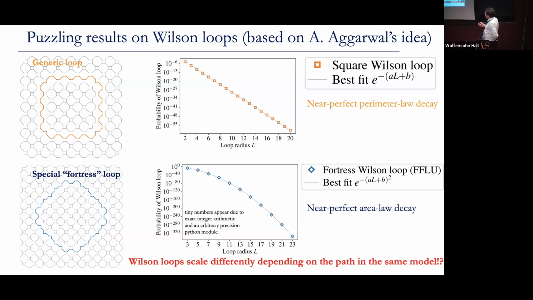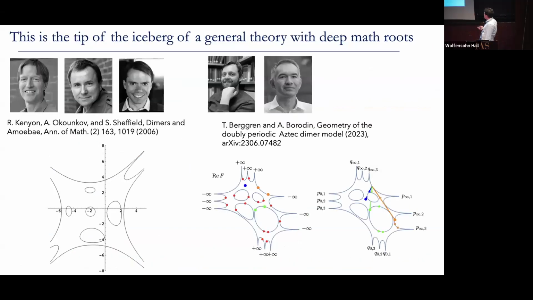So if you take a generic loop and calculate the Wilson loop, how it scales, its fit is perimeter law, but this guy is area law. And I don't understand why it's happening. So I think maybe the time direction is really important, and sometimes Wilson loops can be misleading if you just calculate them in space.